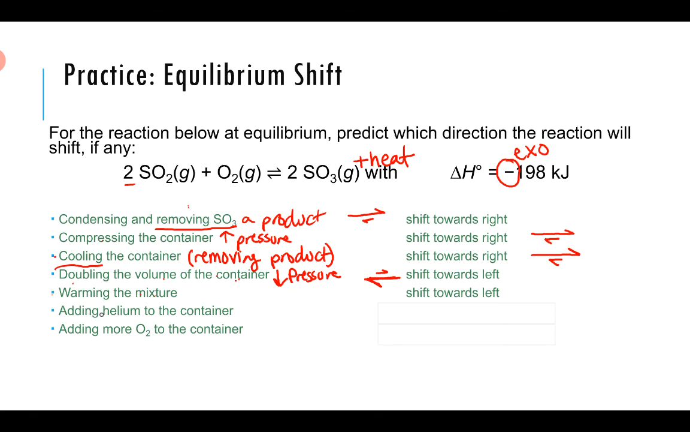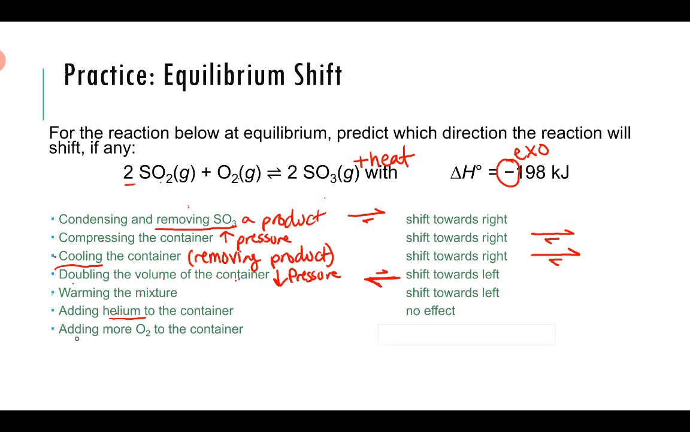Now we're going to add helium to the container. Helium is not in here at all. So helium is not going to matter. Now you might think that adding a gas would shift the equilibrium because of more moles of gas, but we're really thinking about the partial pressures of each gas. And that's not going to change the partial pressures of each gas that we actually care about.